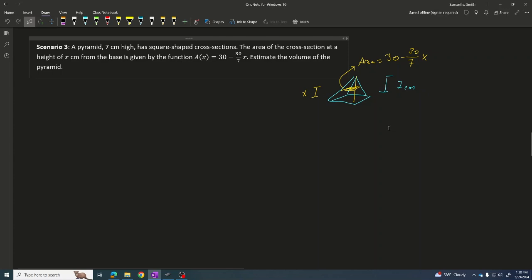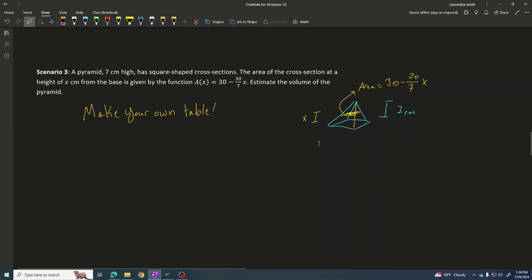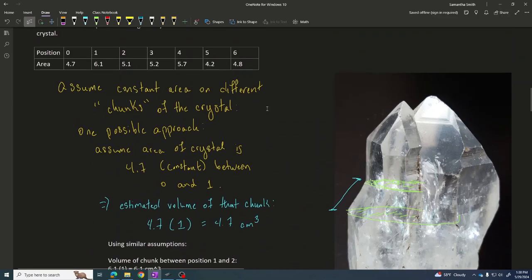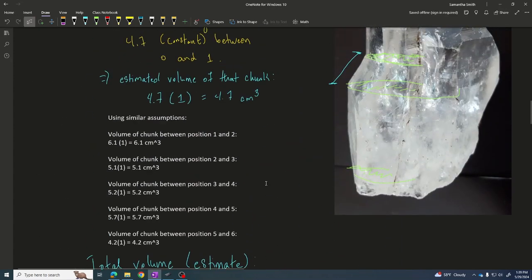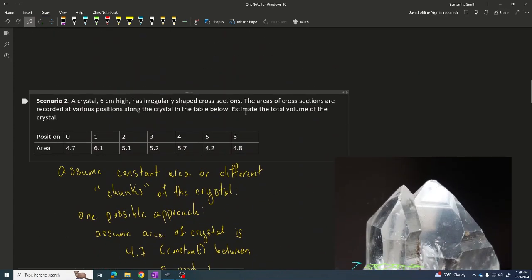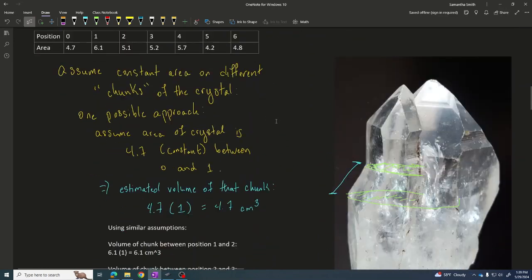In this situation, there's nothing stopping you from making your own table. If you make your own table of the area of the pyramid slices at various positions, then this problem reverts right back to the problem that we had in scenario 2. So let's go ahead and make a table of areas at various positions and turn this problem with the function back into this older problem with the table.